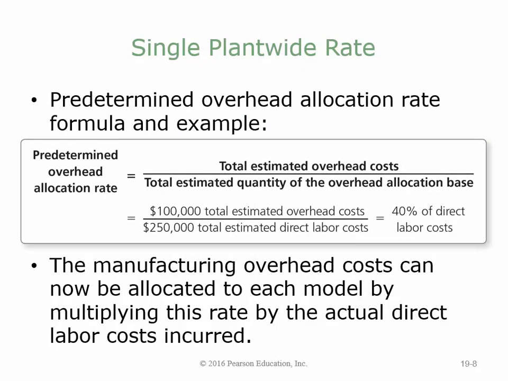So we know that what we do is we take the total estimated overhead cost and divide it by the total estimated quantity of the allocation base, whatever that allocation base is. So I think their example is they have a company that has $100,000 overhead estimated costs and $250,000 in estimated direct labor costs. They divide it and they say, hey, we're going to allocate that overhead at 40% of direct labor costs. So for each product then we'll charge the direct labor, the direct materials, and then we'll take the direct labor, multiply it by 0.4, and that's the amount of overhead we'll apply to that, right? That's what we've already done.